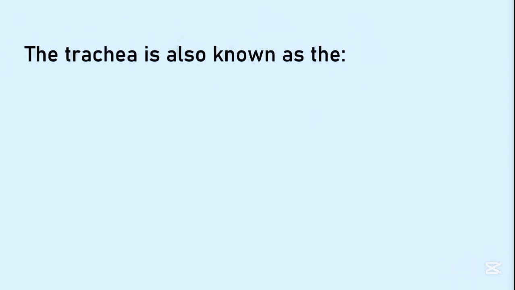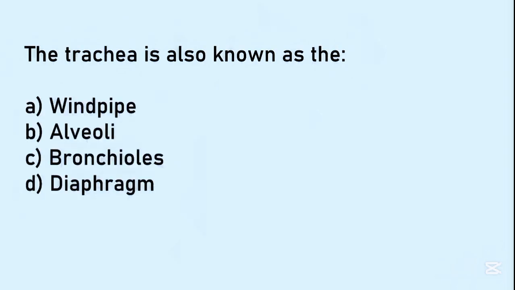The trachea is also known as: windpipe, alveoli, bronchioles, diaphragm. So the correct answer is option A. The trachea is also known as a windpipe.